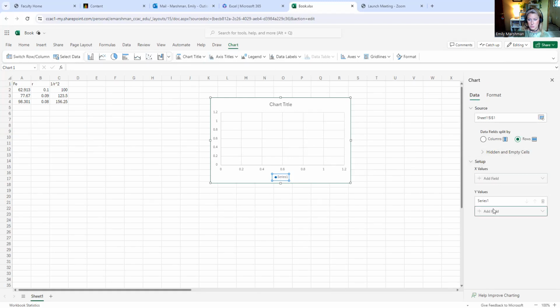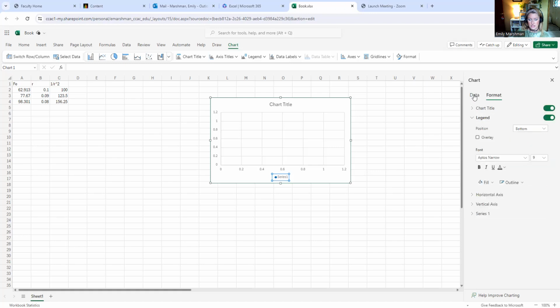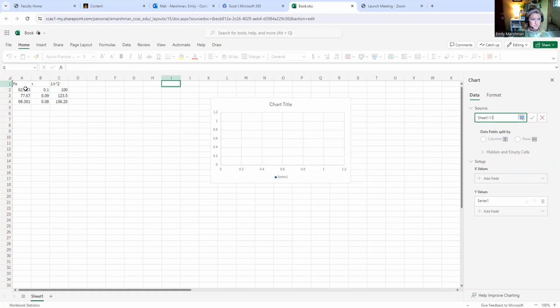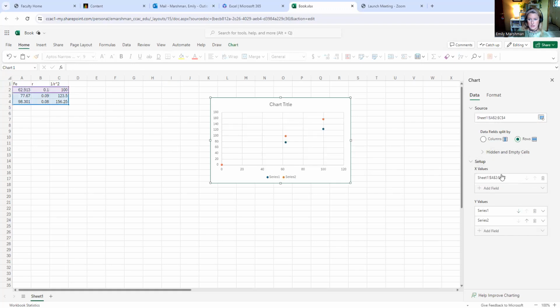And there's X values and there's Y values right here. So you want to click on chart and then data. You can also click select data here as well. And in the X values, you're going to click source. So that's the data. And in the X values, you're going to click here.